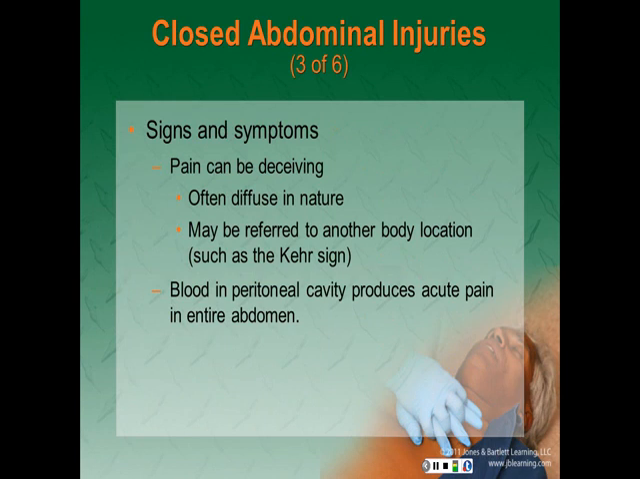Signs and symptoms of closed injuries include, and the one thing you need to remember is that the pain from these types of injuries can be deceiving. It is often diffuse in nature, and it may be referred to another body location. The liver and spleen specifically refer pain to the shoulder. This is called Kehr sign when it involves injury to the spleen and pain in the tip of the left shoulder. Tearing pain from the abdominal cavity posteriorly may be a dissected aneurysm.